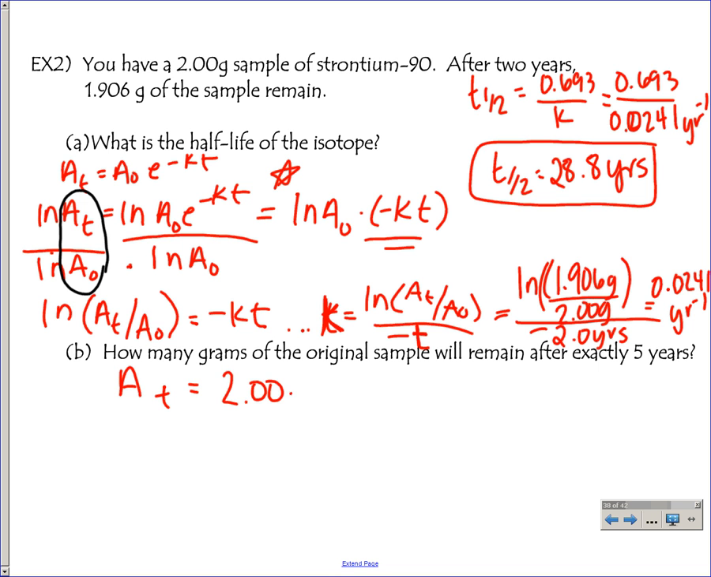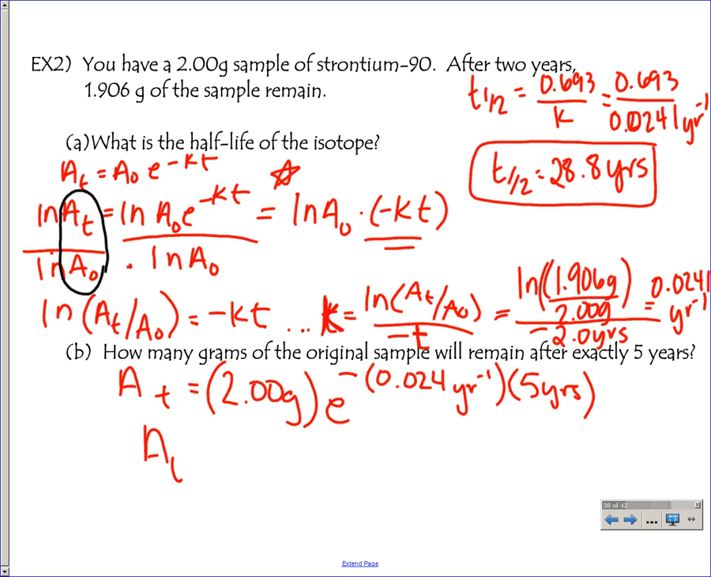The initial mass given to us is previously given in the problem as 2 grams. We're using the e to the negative k that we already calculated, 0.024 years to the negative 1, and it says the elapsed time is exactly 5 years. So plug that in your calculator and you get A(t) equal to 1.77 grams. And using correct sig figs, it says exactly 5 years, so I could say 5.00 to help with my confirmation of sig figs.